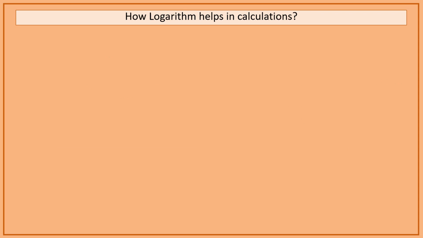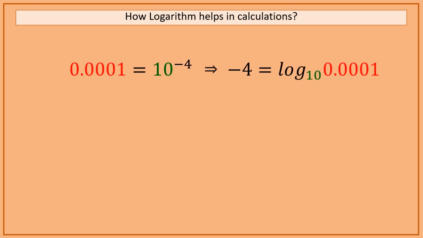Okay, so once we have understood the definition of logarithm, let us see how logarithm helps us in performing calculations. For example, let us say we have a small number in one of our expressions, that is 0.0001, which can be expressed in terms of a base, that is 10 to the power minus 4, which is the exponent in this case. So we will express the exponent, minus 4, as logarithm of 0.0001 to the base 10.